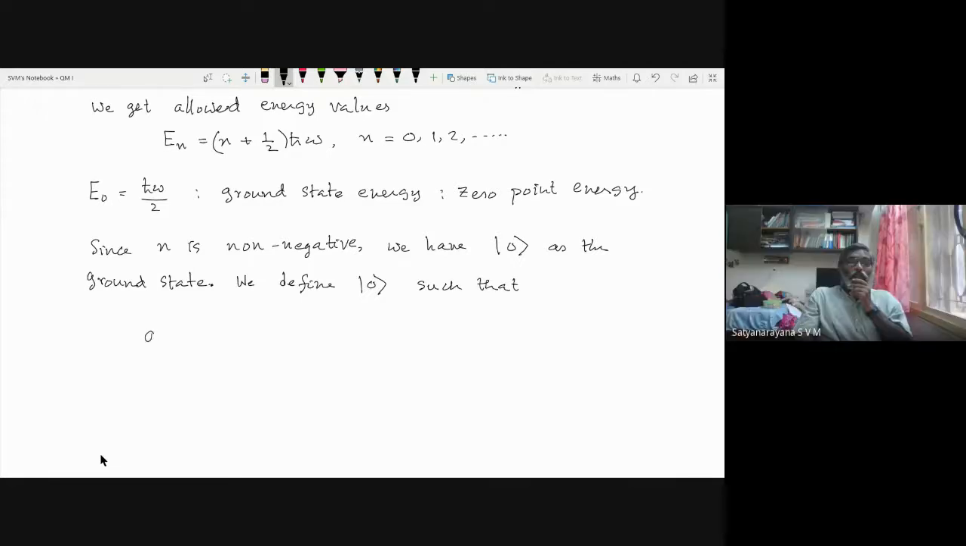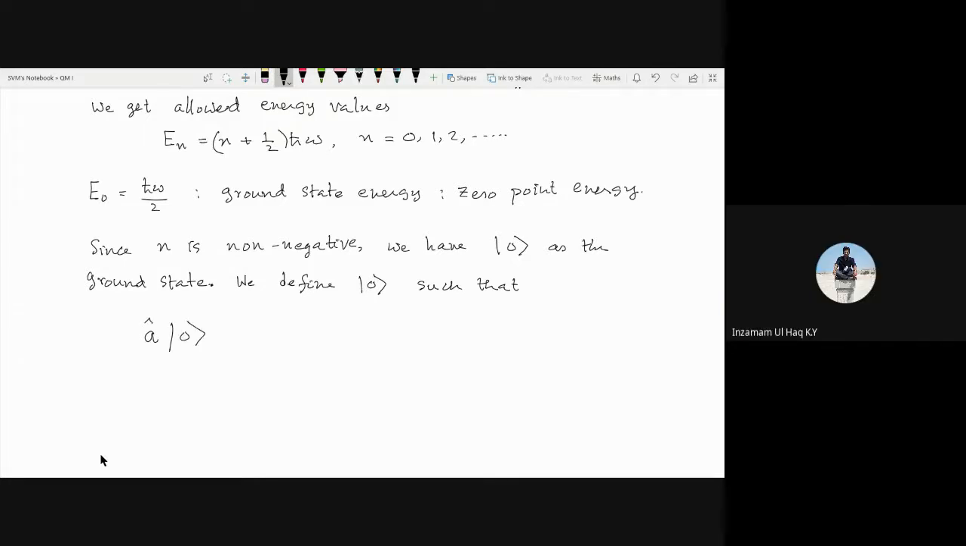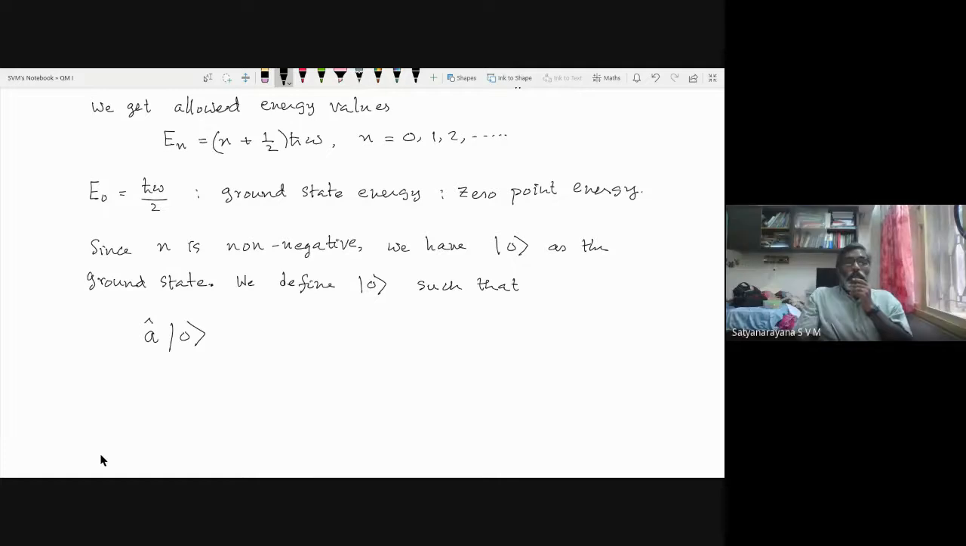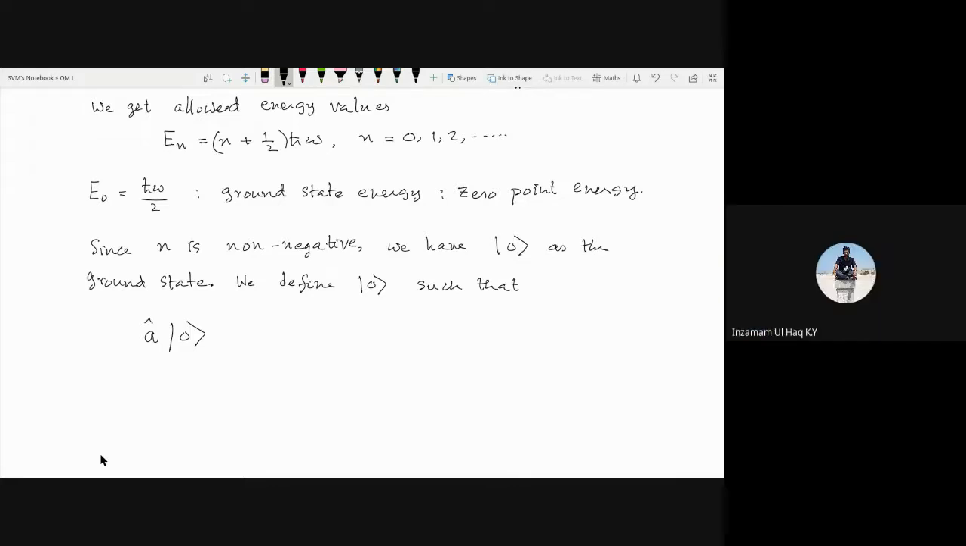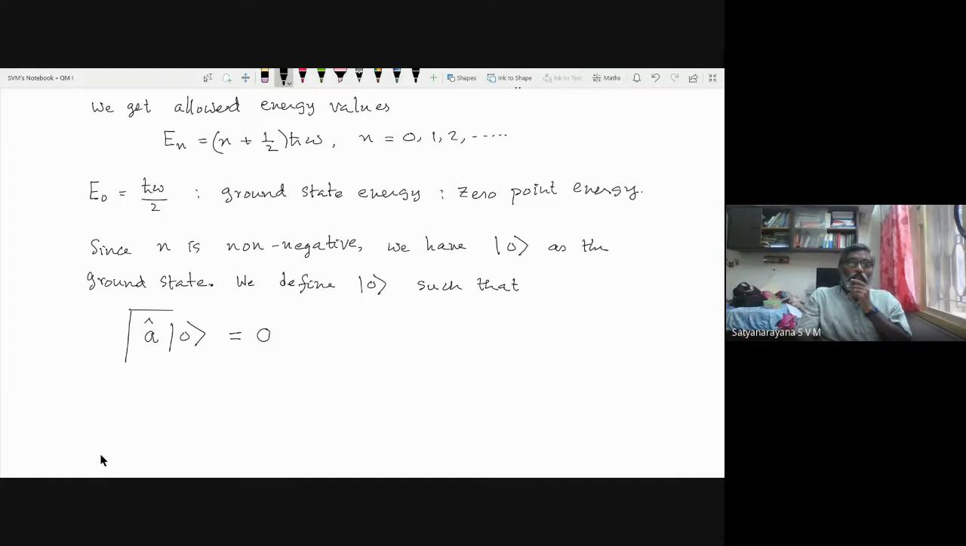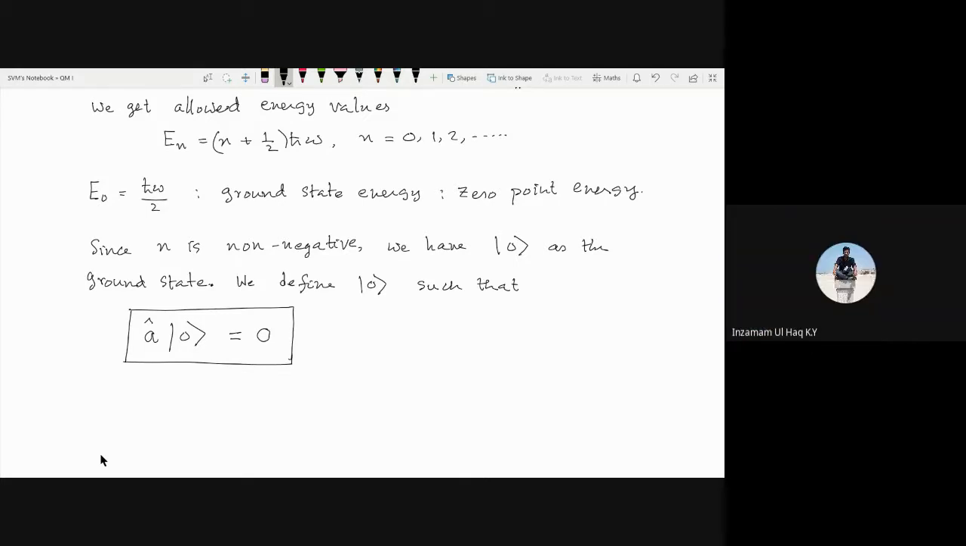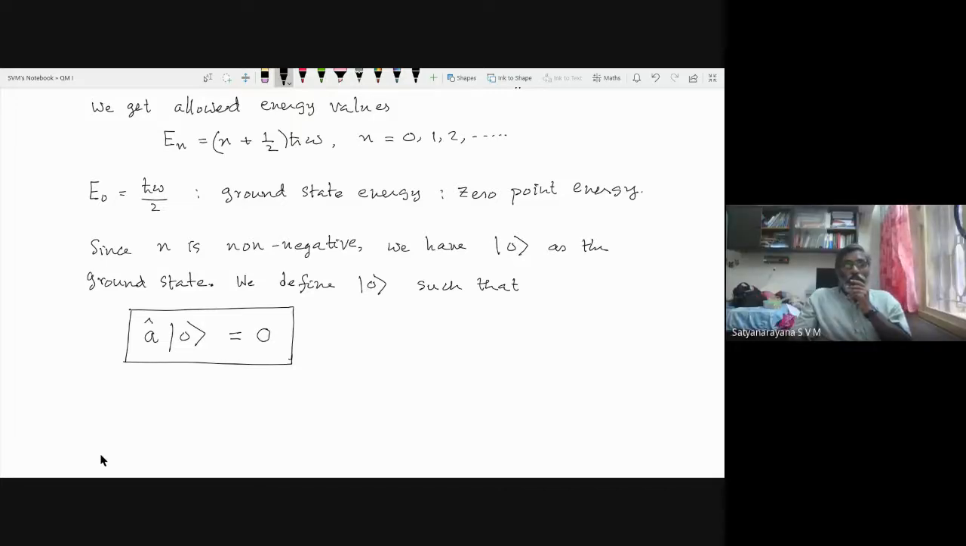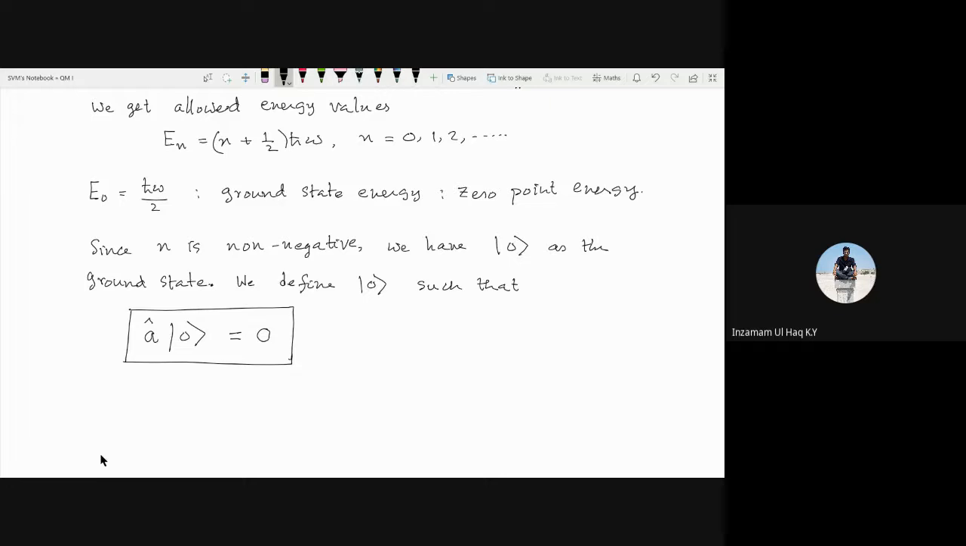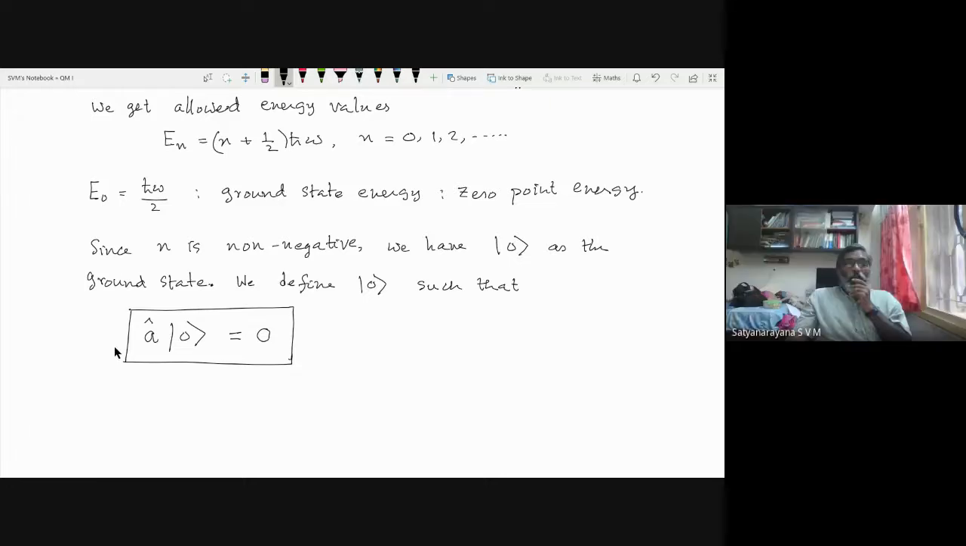Such that what happens when A is acting on the ground state? Normally, if A is acting on N, it will become N minus 1, but there is nothing below this. This is the rock bottom. So when A is acting on this, it should simply kill this. That means it is equal to 0. This is how we define the ground state. Ground state is some state that cannot be lowered further. If you are applying a lowering operator, it simply kills that state. That is how we define the ground state. Now this one is something which we can ask what this is.